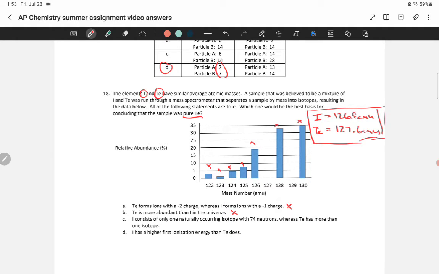Iodine has a higher first ionization energy than Te. There's nothing in this question that deals with ionization energy. So without a tremendous amount of information to go on here, we can go by process of elimination, that all three of those answers have nothing to do with the question at all.